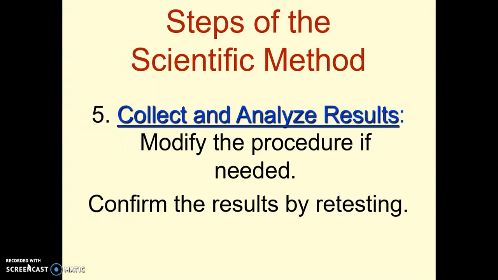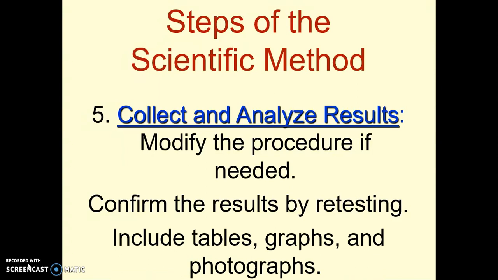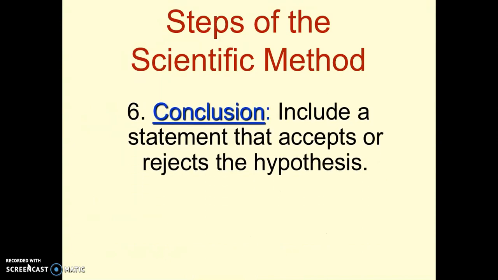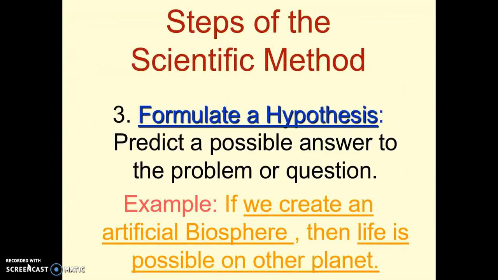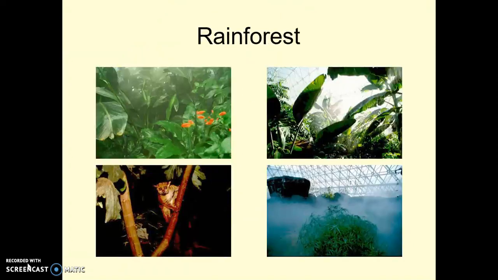If you want to be sure that the data are perfect, you confirm the results by retesting, and you include all the tables, graphs, and photographs for that. The last part is you come to a conclusion from that data, which includes a statement that accepts or rejects the hypothesis. So going back to our hypothesis: if we create an artificial biosphere, then life is possible on the planet.